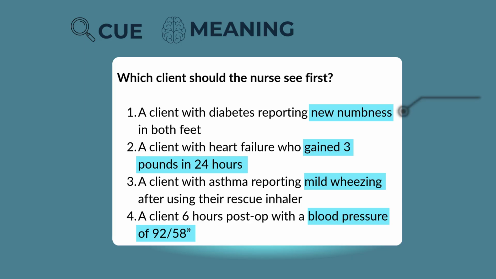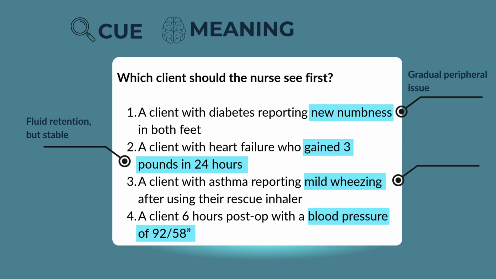New numbness in the feet is concerning, but reflects a gradual peripheral issue, lower risk under Maslow's physiological needs. A rapid 3-pound weight gain in heart failure signals fluid retention, but without respiratory distress, it doesn't outrank airway or breathing concerns. Mild wheezing after a rescue inhaler indicates airway irritation, but because it isn't described as worsening, it doesn't rise above more urgent needs.